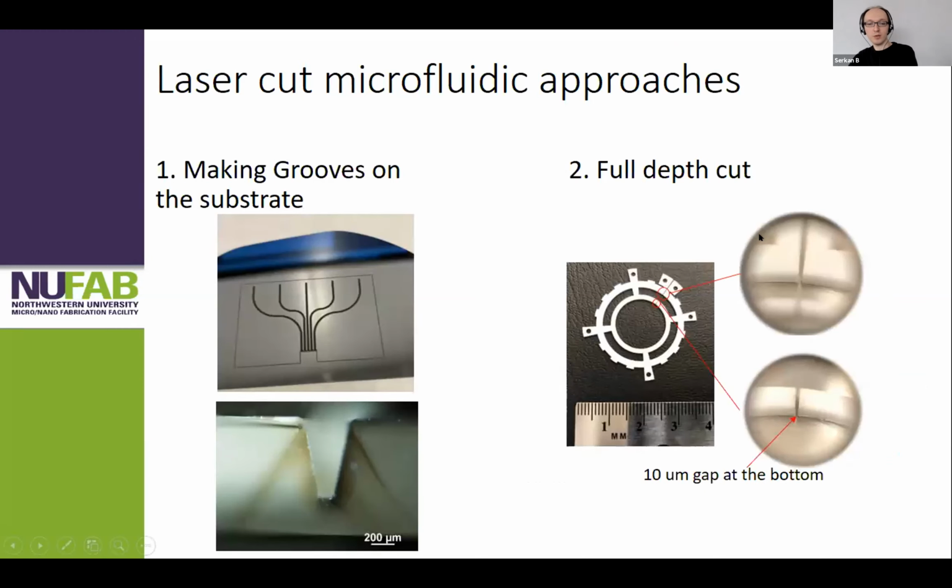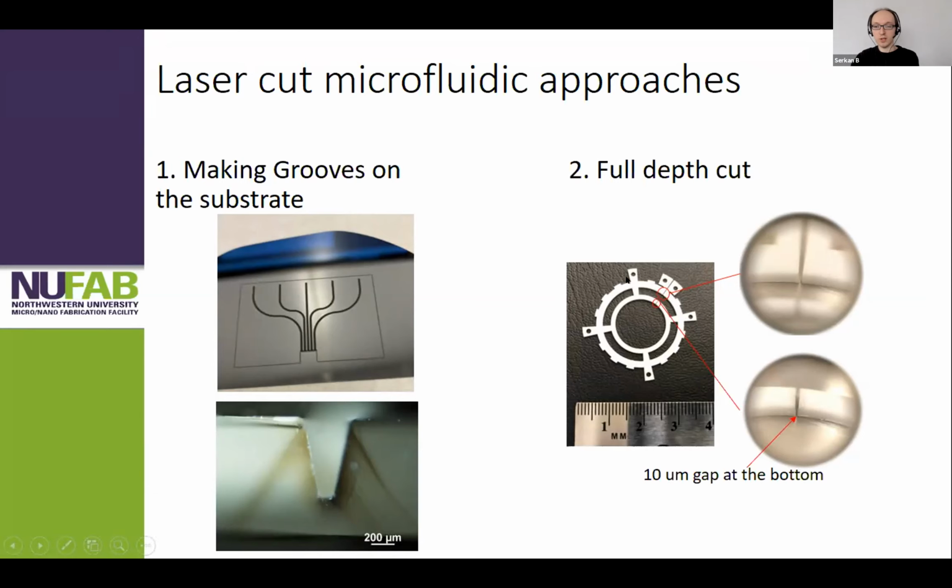So, here are some examples of the things we have done. This is making grooves on a substrate without cutting all the way through. These grooves are made with the laser, like these microfluidic channels here. You can see the cross section on a glass piece, what the side angle is and things like this. It's a very deep hole, by the way. The scale bar is 200 micron over here, so it's almost 0.5 millimeter deep into the glass slide. So you can achieve very high aspect ratio microfluidic channels with this method as well.